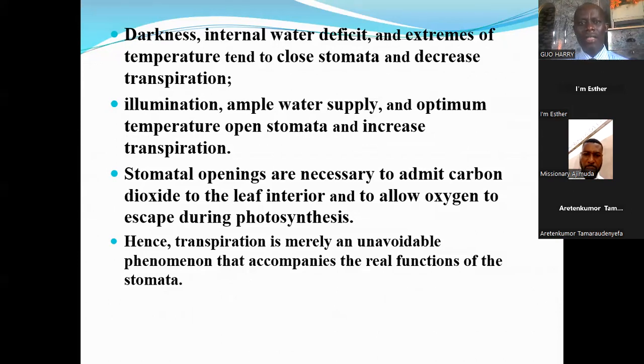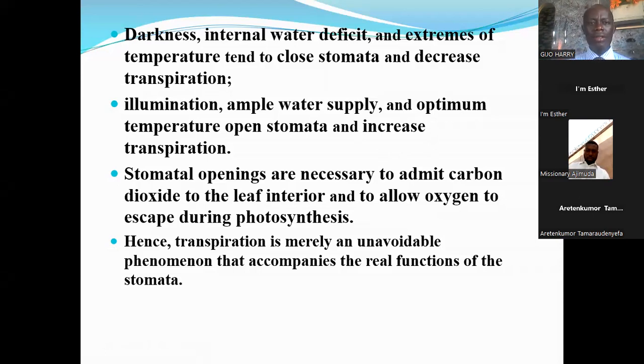Darkness, when there is no light, and then when there is no water, when the water is reduced, and then when the temperature is too high, it tends to decrease the rate of transpiration. Now, what factors increase the rate of transpiration? Illumination, when there is much light, particularly during the day. So we can now deduce from this that transpiration is reduced during the night and it increases during the day.